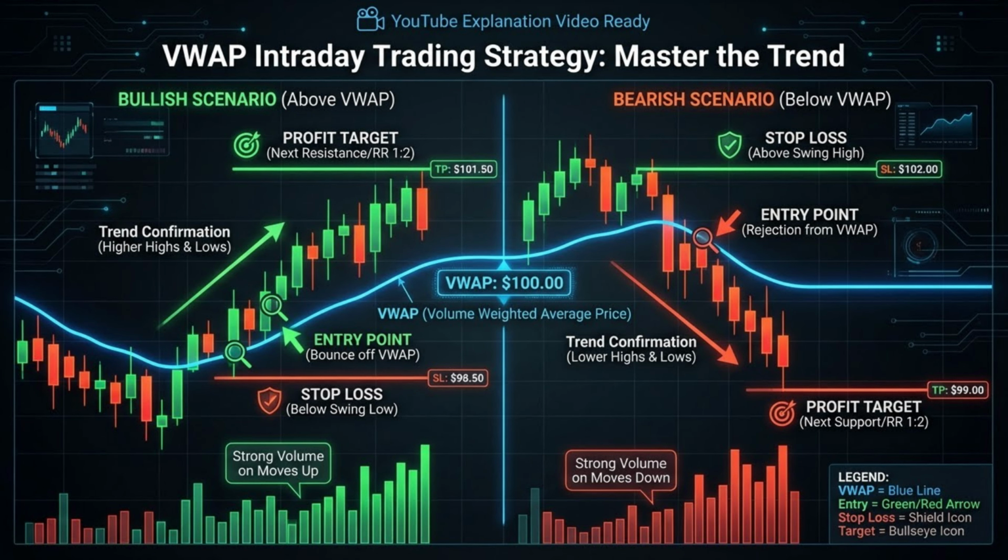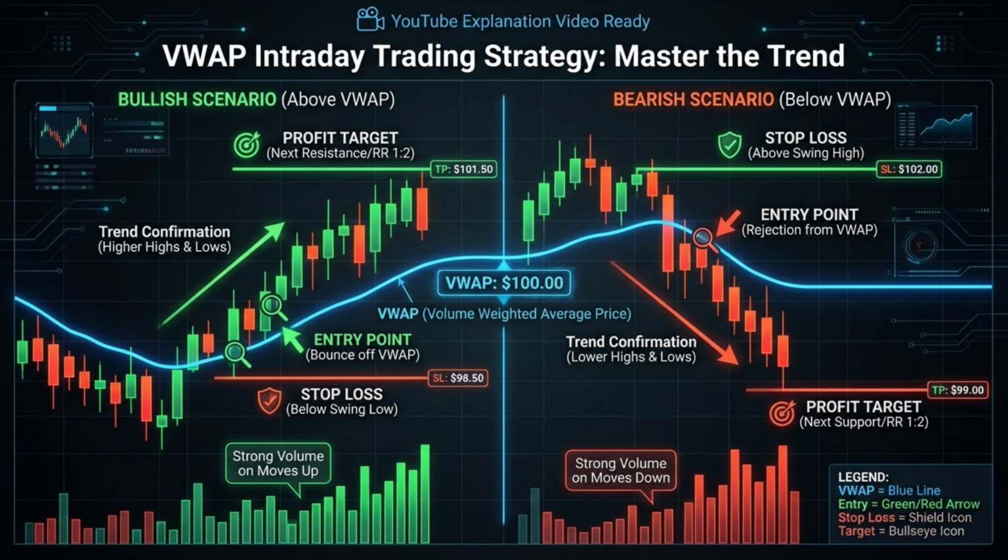The VWAP, Volume-Weighted Average Price, intraday trading strategy helps traders identify the overall market trend and make disciplined entry and exit decisions. VWAP represents the average price of a stock throughout the trading day, weighted by volume, making it an important benchmark for intraday traders. In a bullish scenario, when price stays above the VWAP, it indicates strength and buying interest.